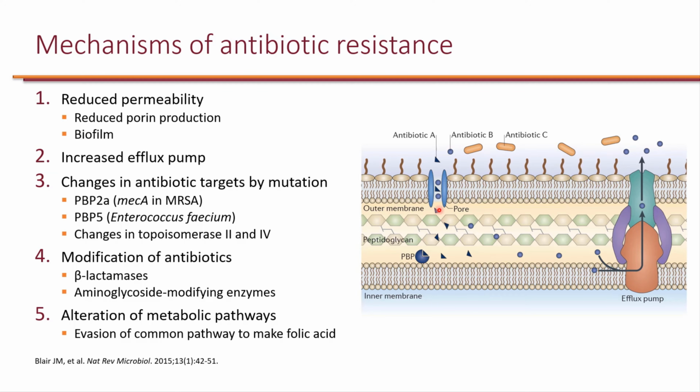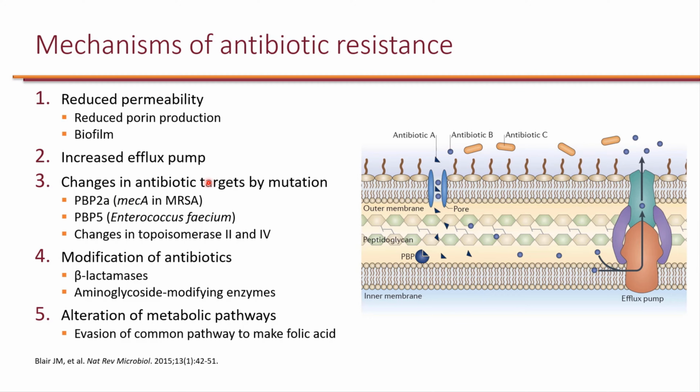So one thing that bacteria can do is to reduce the production of these porin channels, or in some cases even loss of porin production. And that will basically eliminate the channel of entry for antibiotics. There is also something referred to as biofilm, which we will discuss when we talk about bone and joint infections. Now, if the antibiotics manage to go through the outer membrane, some organisms can actually develop efflux pumps and pump these antibiotics out. This is a common mechanism in Pseudomonas aeruginosa.